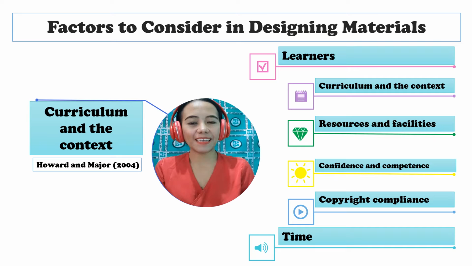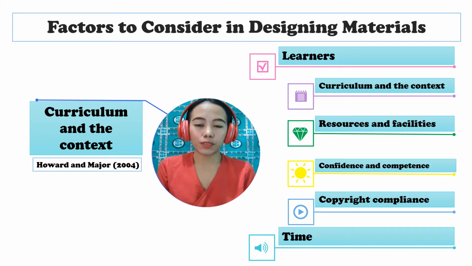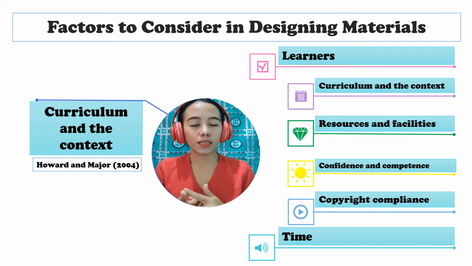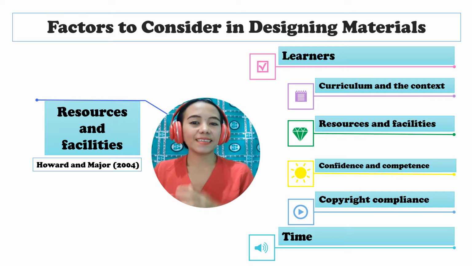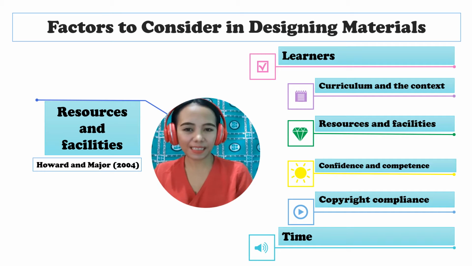Noonan in 1988 mentioned that the curriculum and the context will significantly impact the decisions of teaching materials, and the teachers are bound with the mandated curriculum defining the content, the skills, and the values to be taught for the learners. The resources and the facilities available is also an element in designing the materials for the students.